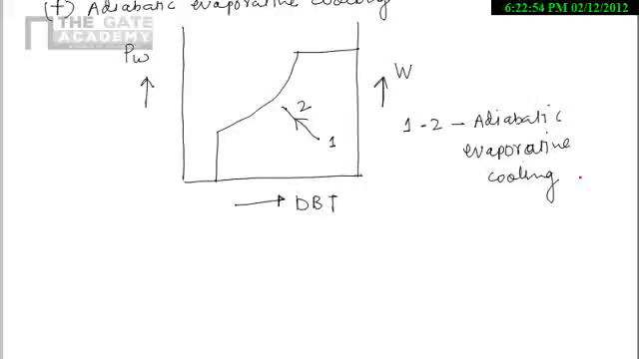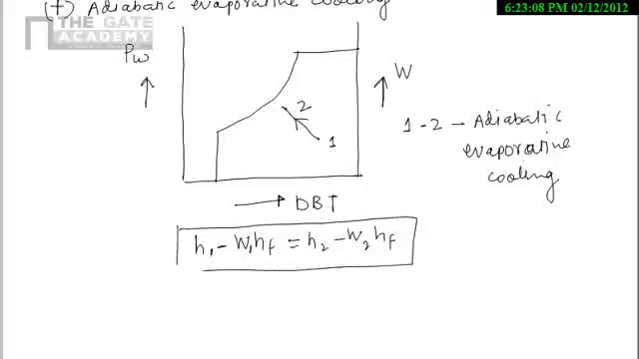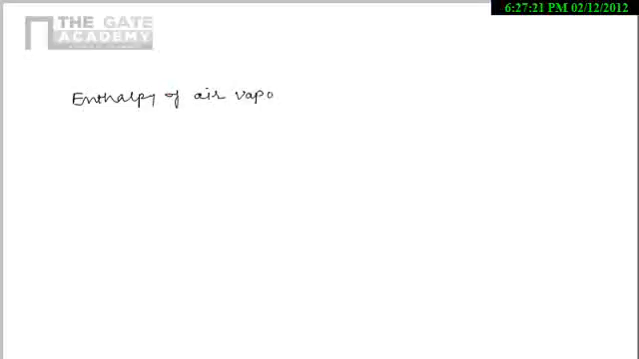So for adiabatic evaporative cooling, we have H1 minus W1 HF equals H2 minus W2 HF. So remember this thing: H1 minus W1 HF equals H2 minus W2 HF. Now about the alternative method for calculating enthalpy for air water vapor mixture. So I am writing enthalpy of air vapor mixture.